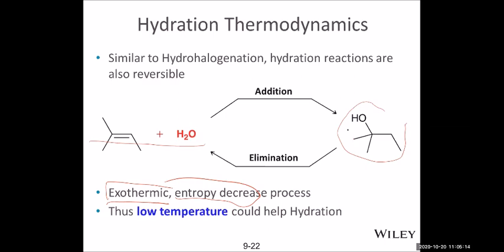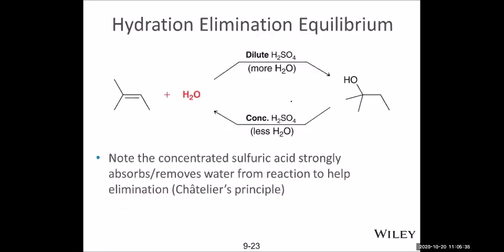If you remember in chapter 7, alcohol will go through concentrated sulfuric acid at high temperature. It can reverse back to alkene. That's high temperature and concentrated acid. For the addition, we need a diluted acid and low temperature to make the reaction favor the hydration. And so that's the difference between these 2, the temperature effect.